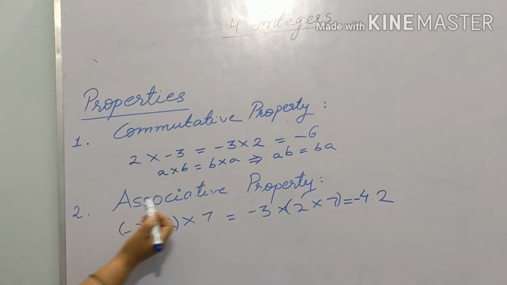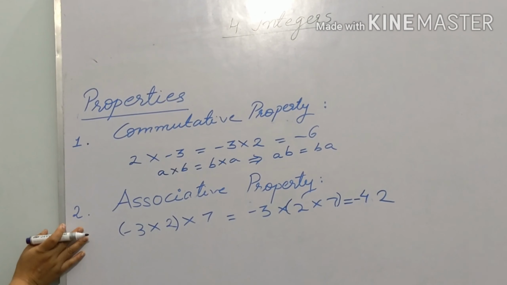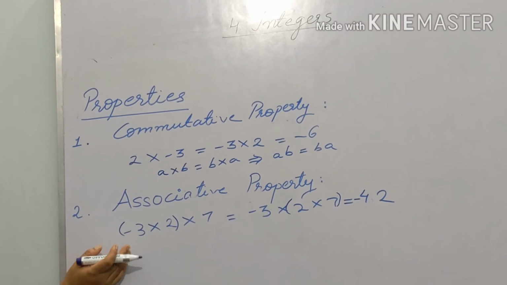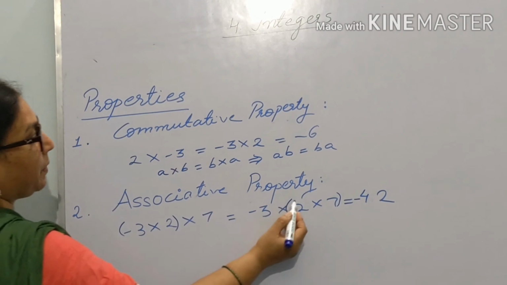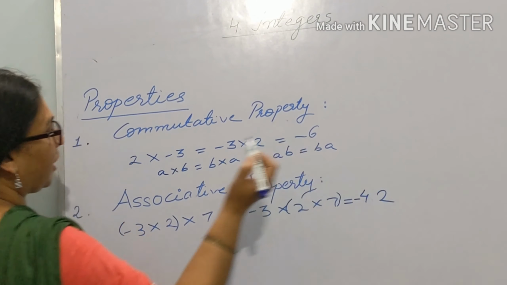Second property, associative property. This is applied in the case of multiplication of three integers. Here, when you change the grouping of the multipliers, the product remains the same.